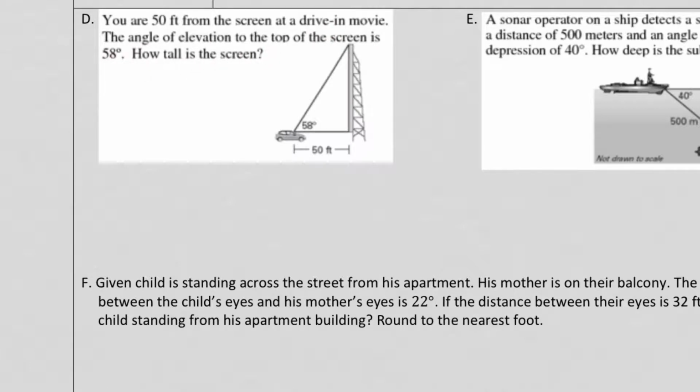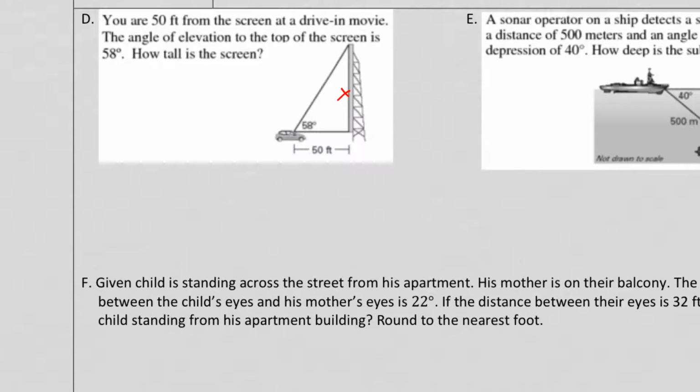Again, because it's an angle of elevation, think about I'm looking up from my car to the top of the screen. So it's an angle of elevation here. So here what it says is you are 50 feet from the screen, so here's your 50 feet. You have your angle. I want to find out how tall is the screen. So I'm looking for this length, or this height, I guess. So I'm going to call this x.